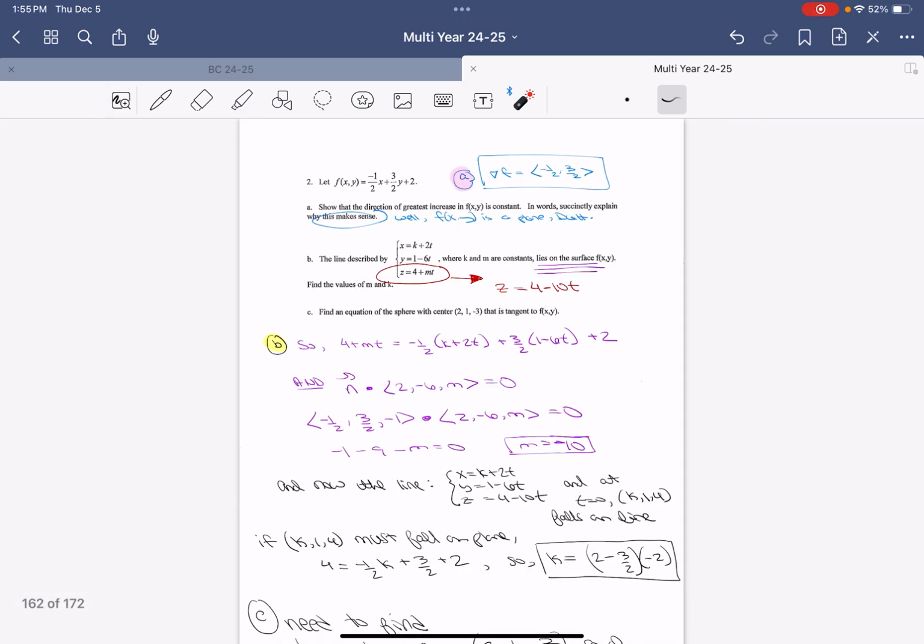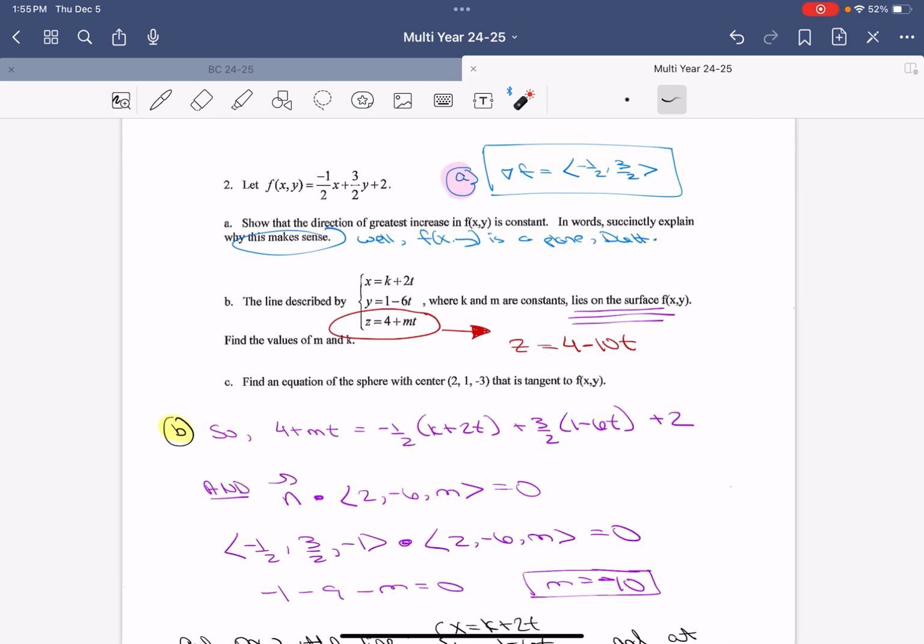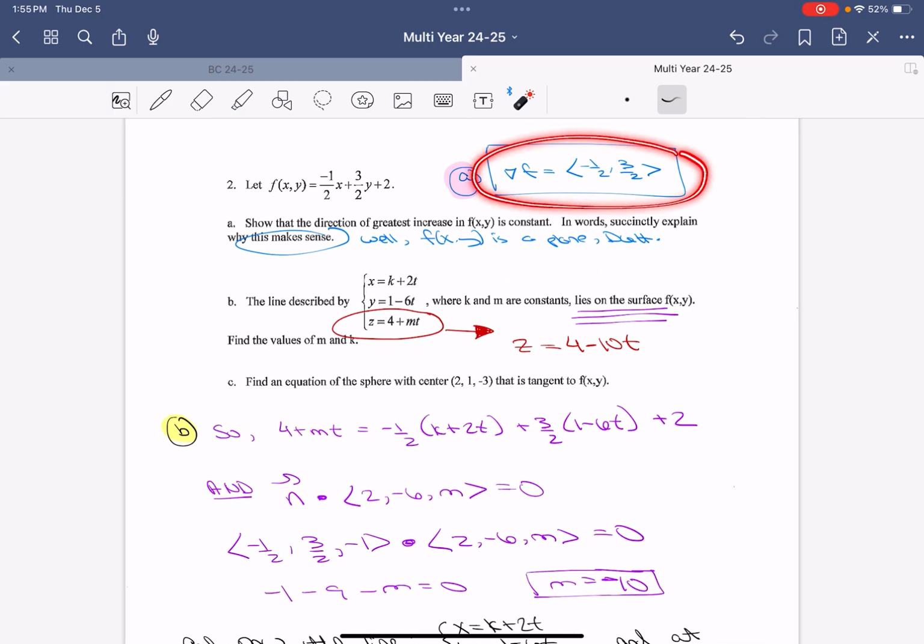Question number 2 we also did in class, I think mostly. Yeah, we got to this point. So del F is constant, which makes sense because the surface is a plane, and if you're on a plane or a quote-unquote flat surface, the direction of increase is going to be constant no matter where you are on the plane.